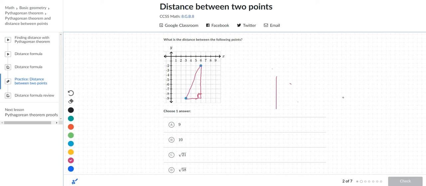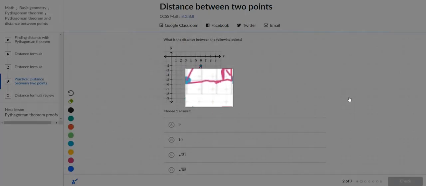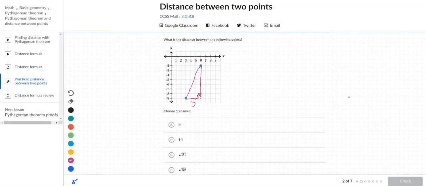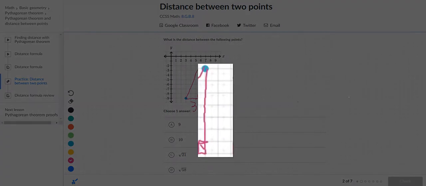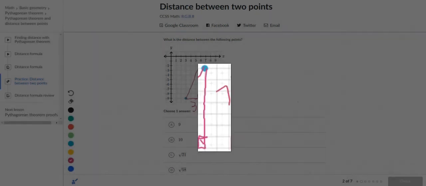It's almost like using your rise and your run: how much to the right and how much up. Make sure you're not making any weird triangle that looks like that. It has to be a right triangle. So from here, you can find your legs. Your legs here would be 3: 1, 2, 3. And the other one is, if you could follow, 1, 2, 3, 4, 5, 6, 7.